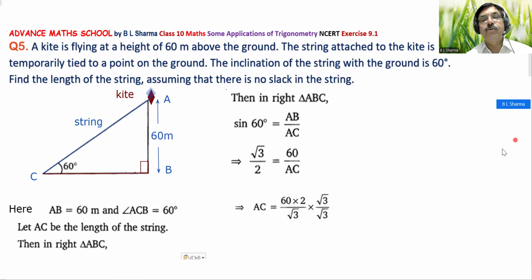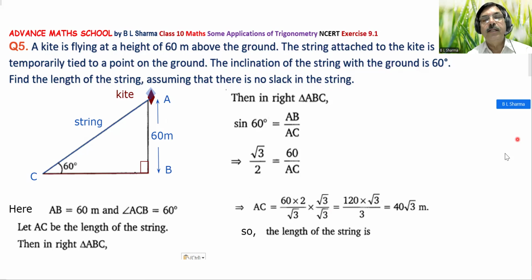So root 3 into root 3. So on further calculation, it is 120 root 3 upon 3. But again, 3 40s are 120. So we can write 40 root 3 meter. So length of the string AC, this is string AC. This length is 40 root 3 meter, and that's all for this question. You can write the answer statement here. So length of string is 40 root 3 meter. Answer.